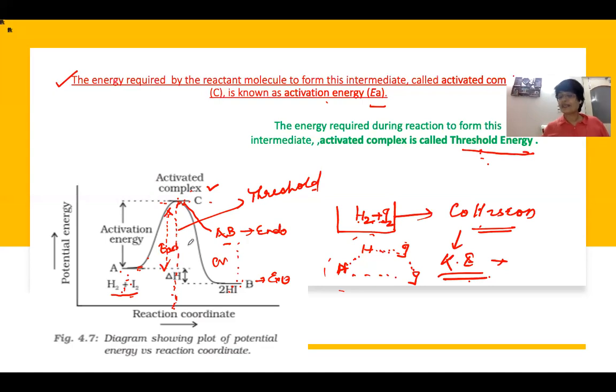And don't get confused that kinetic energy changes with temperature, so activation energy will also change. Never, never, never try to take it that way, because this question always remains very important for all competitive exams. What is the effect of temperature on activation energy?